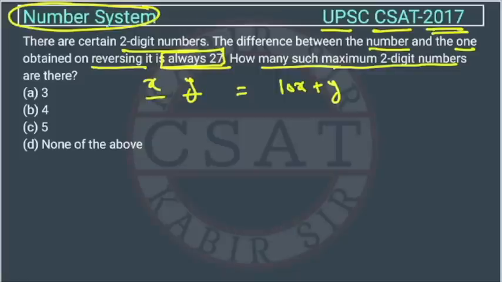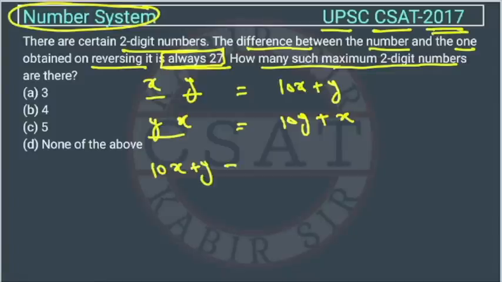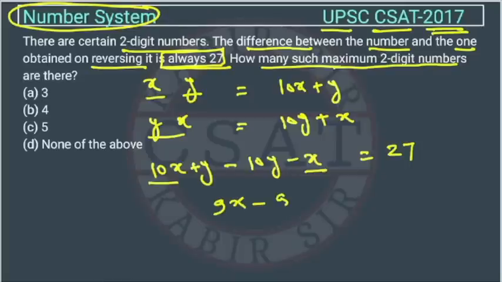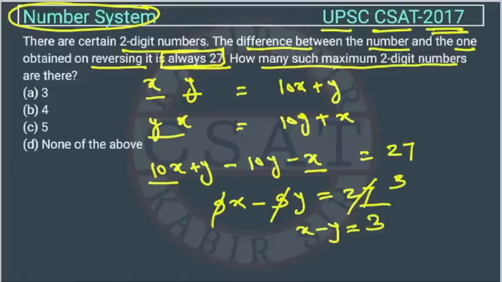Now he's saying the difference between the number and the one obtained on reversing. So now they have reversed the number, so this will become yx, which is 10y plus x. The difference between these numbers: 10x plus y minus (10y plus x), and this difference is 27. So this is 10x minus x, which is 9x, and 9y, equal to 27. So 9 will come common and cut 27 by 3 times, so x minus y is 3, right?